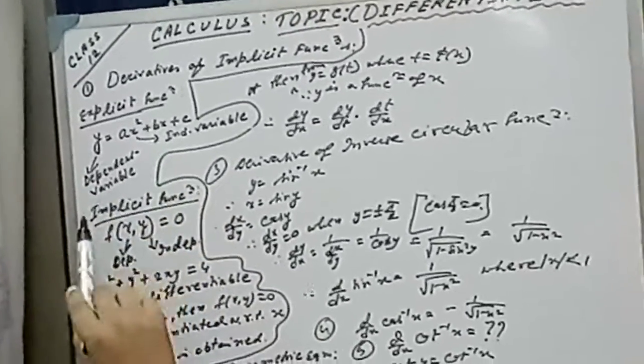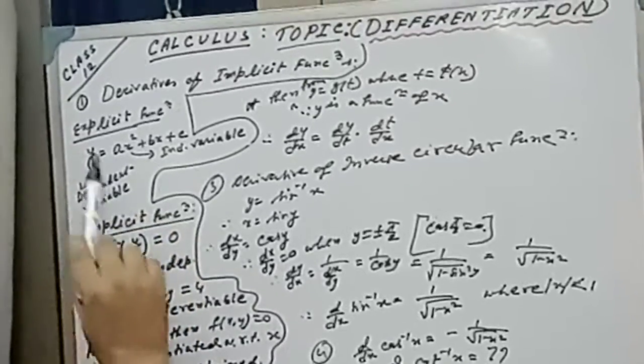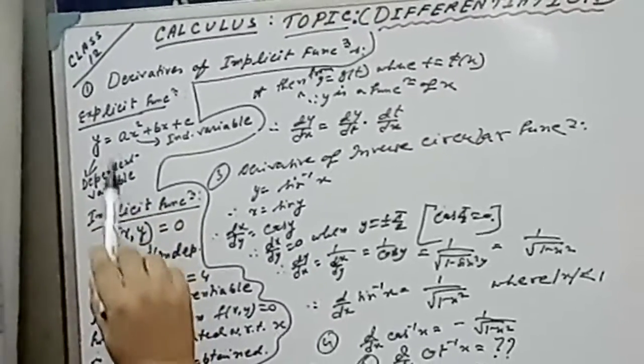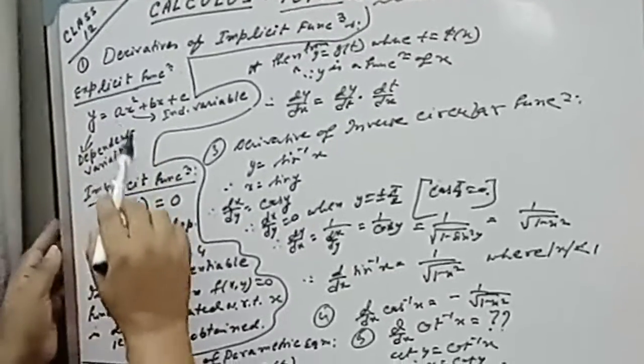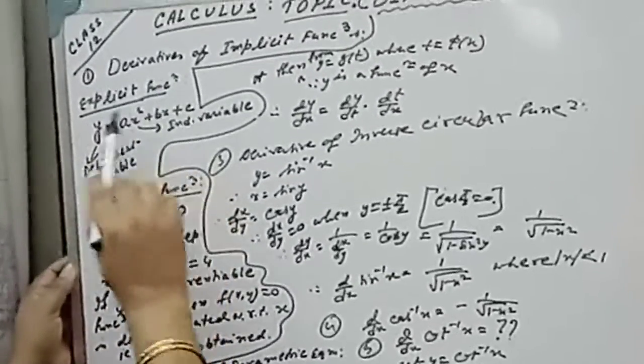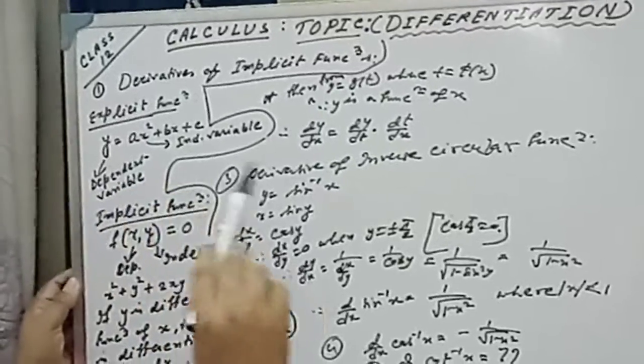So this is known as an explicit function, where the dependent variable y is always written on the left hand side, and the function, that polynomial part, is written on the right hand side.